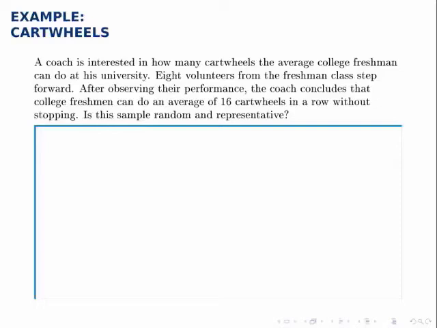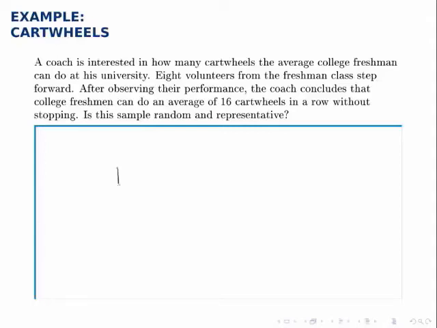In general, a good sample is random and representative. A simple rule of thumb for deciding whether a sample is random or not is just to think about whether or not every member of the population is equally likely to be selected. If so, there's randomness involved. To decide whether or not the sample is representative, think about whether the sample looks similar to the population.